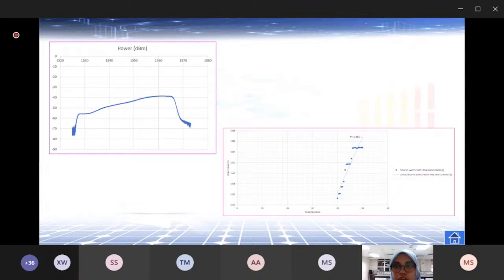Okay, and on the bottom right is the result that I gained at this early stage, where it shows a linear increase of the wavelength peak spotted. Okay, which means that my optical thermal sensor is quite sensitive at temperatures between 40 and 50 degrees Celsius. This is for 1.5 cm.